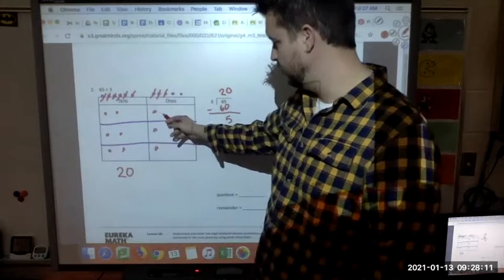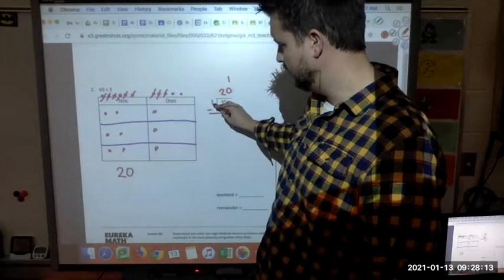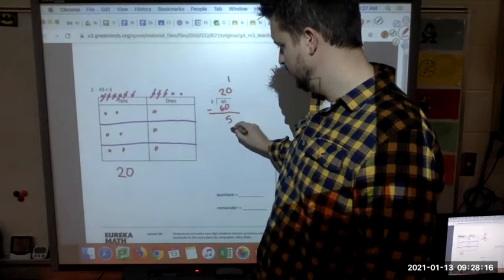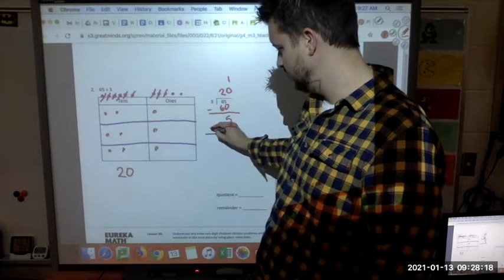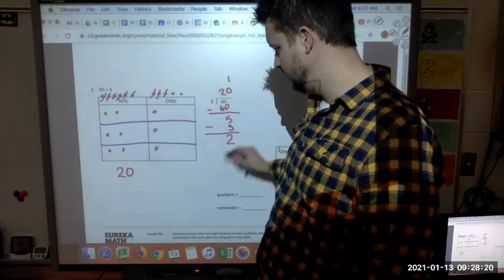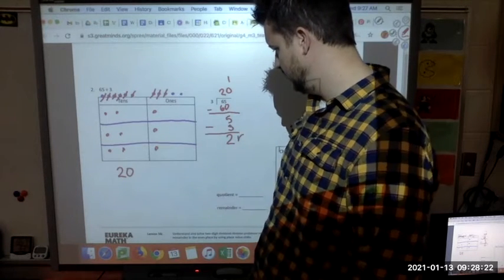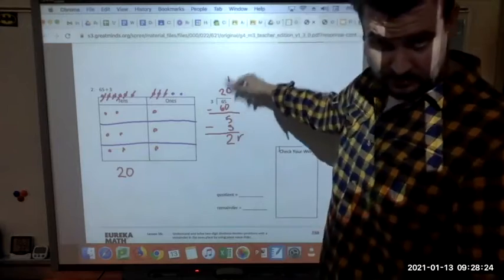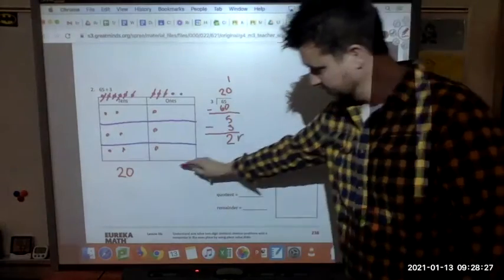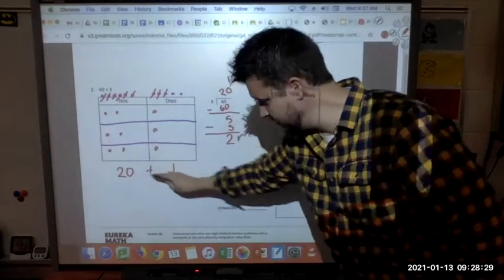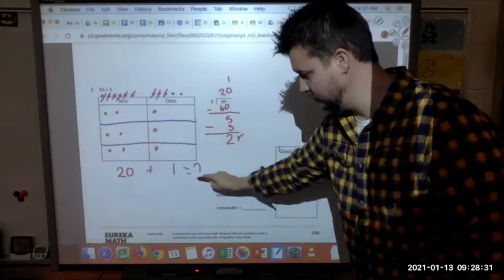So what's in one group? 1. 3 times 1 is 3. Subtract. You get 2. Remainder of 2. My quotient is right here. I have to add those 2 together. 20 plus 1 equals 21.